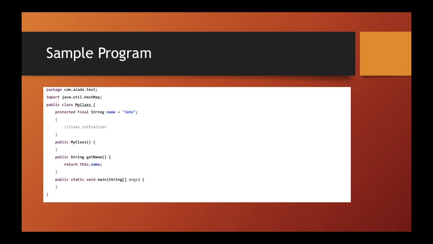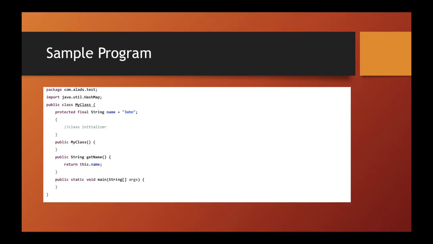So this is a sample program. The first line is package, using the keyword called package. com.alert.test is a known package. It may not be known to you, but for me it's a known package. That is, the program is stored in com.alerts.test. Next one is import java.util.hashmap. This is a library; the program is using the hashmap class, and that is why it is imported.